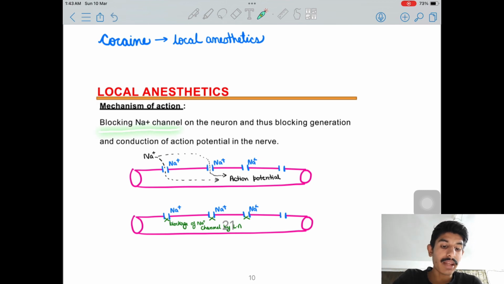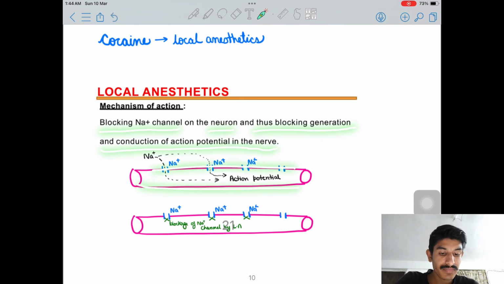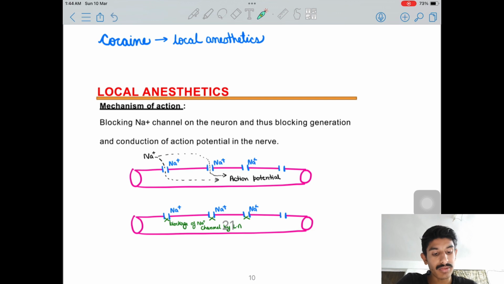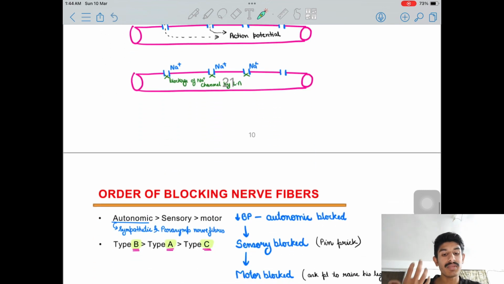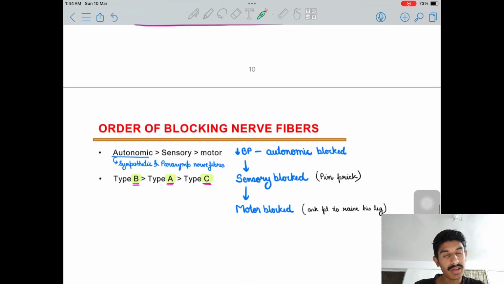Blocking of Na+ channels in neurons, thus blocking the generation and conduction of action potential in the nerve. For example, this is the nerve and these are the channels of Na+. So what will the local anesthetic do? They will just block these channels. If the channels are blocked, the patient will not be able to move his hand, so motor and then sensory, everything will be stopped, and the anesthesia will work like this.